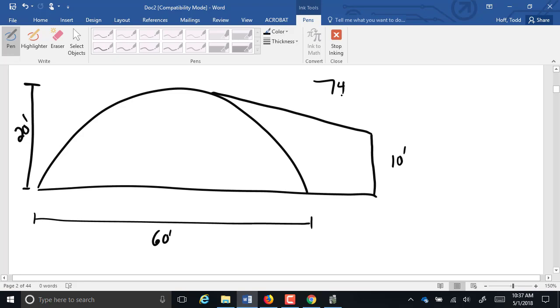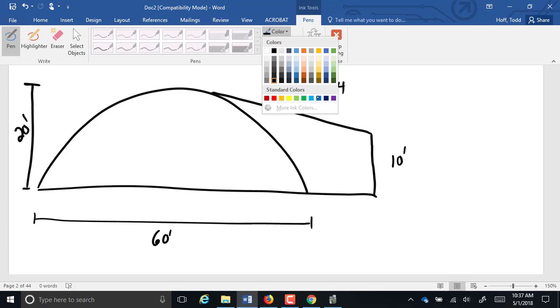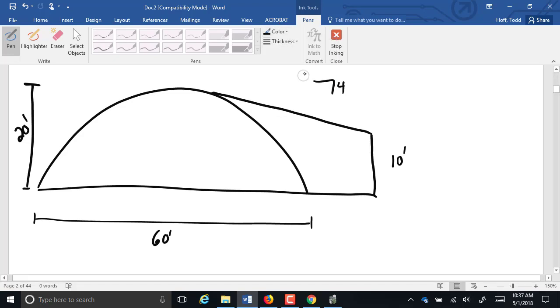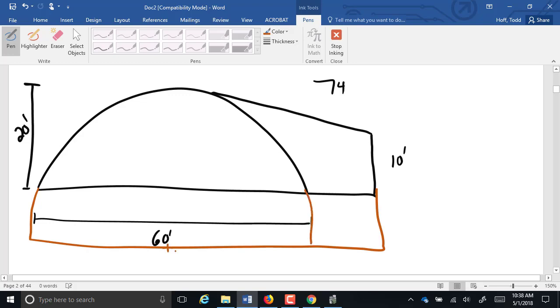We cannot work with this the way it is. The only way to solve this would be to use calculus. We don't want to use calculus. So how would we possibly find the result? Well, what we would do is extend this down to make it so that this part here is a full half circle. So our first step is to find the radius or the diameter of that full half circle.